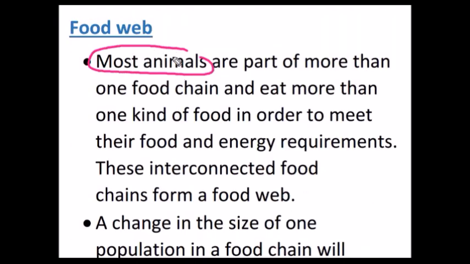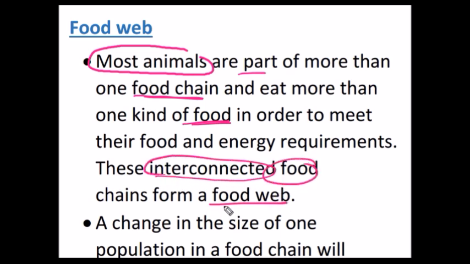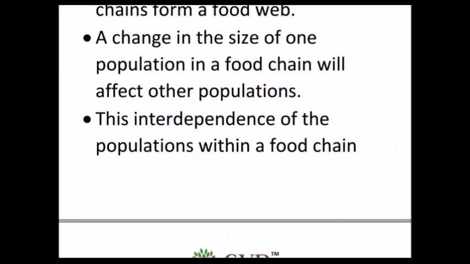So, most of the animals are part of more than one food chain and eat more than one kind of food in order to survive and get their energy requirement. These kinds of interconnected food chains form a food web. So, food web is nothing but interconnected food chains. Change in the population of an animal in a particular food chain affects other populations as well, because food chains are interdependent in nature.